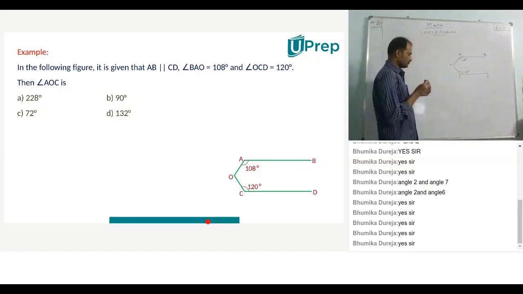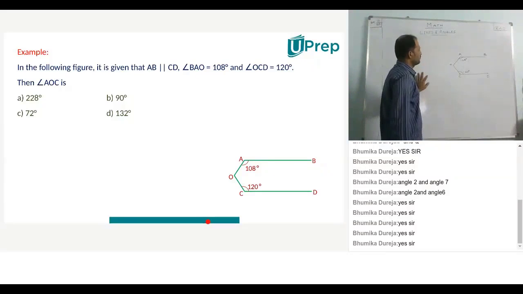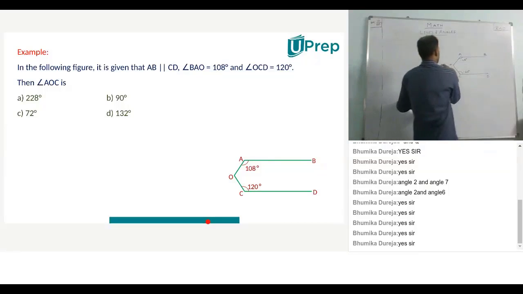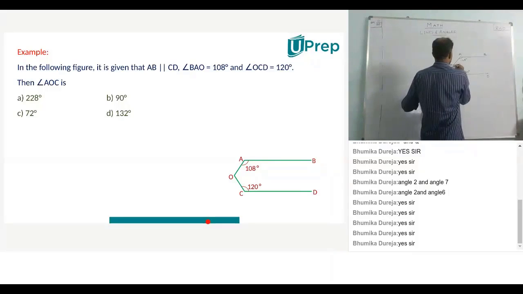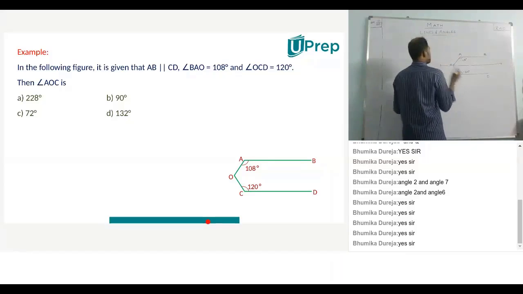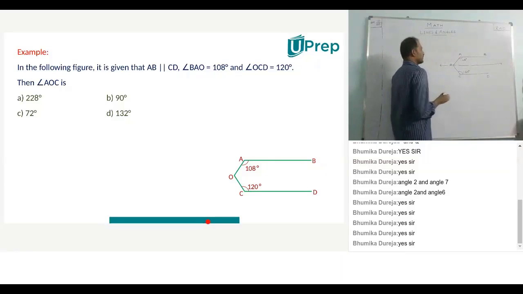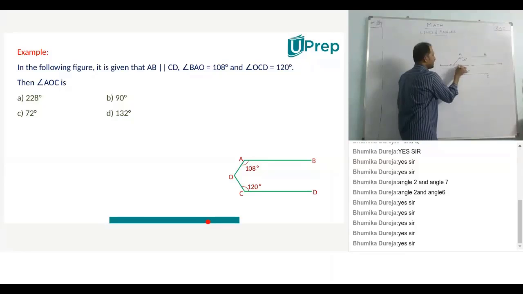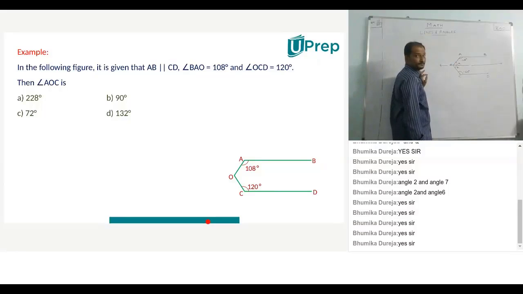How? So first I draw, sir, a line segment PT, which is parallel to AB and CD, passing through O. Okay. That's great. Now, this angle measure you take as A and this angle measure you take as B. Am I right? Yes, sir.